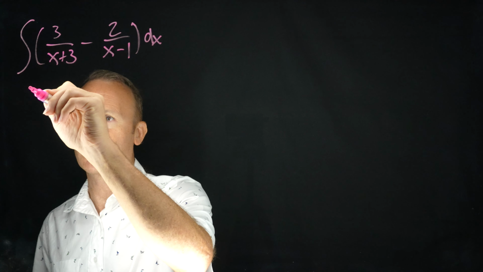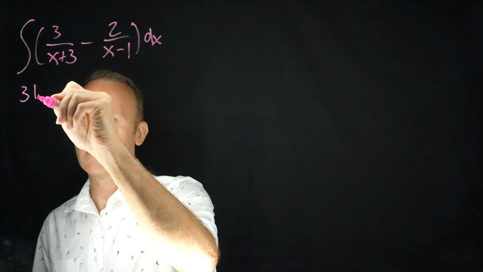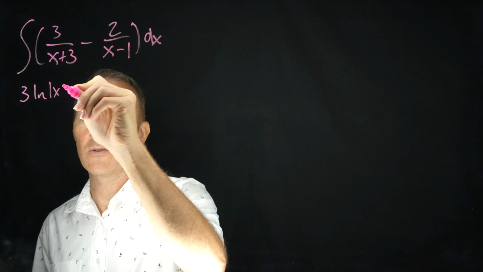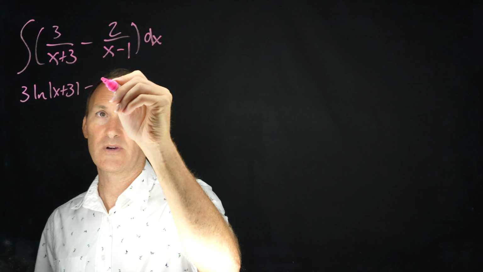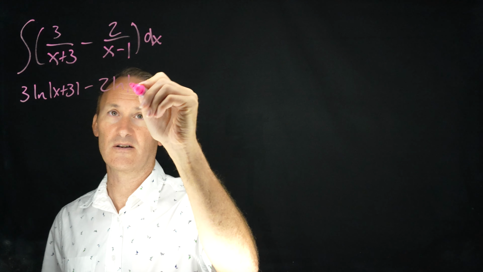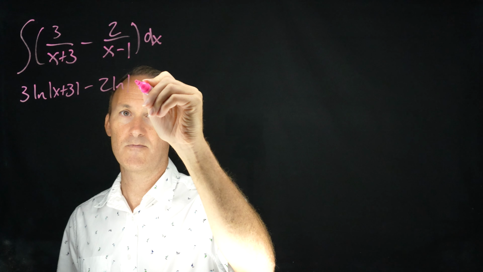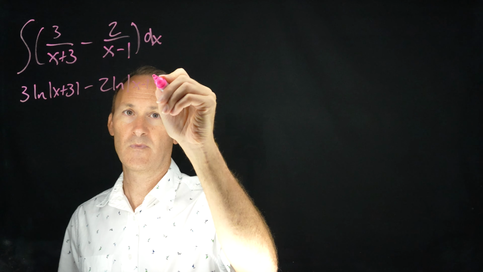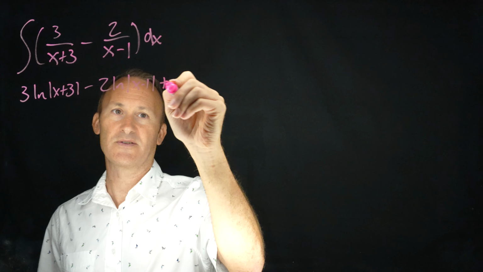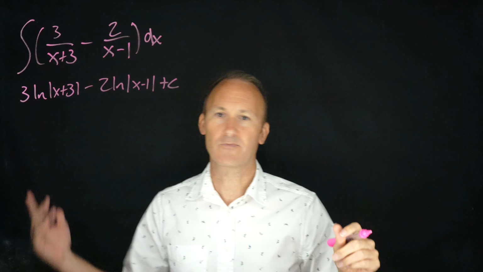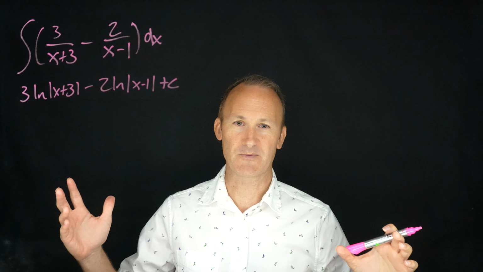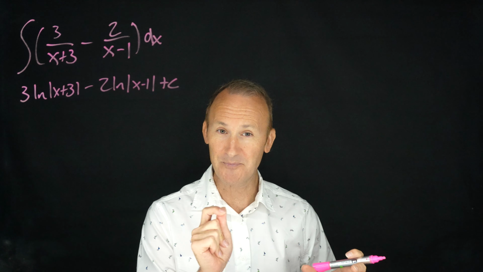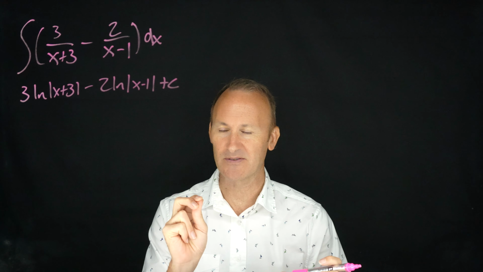So the first one would simply be 3 times the natural log of x plus 3. We get minus 2 times the natural log of x minus 1. Right, and then the plus C. So it works, seems straightforward, but there's something really interesting about this.